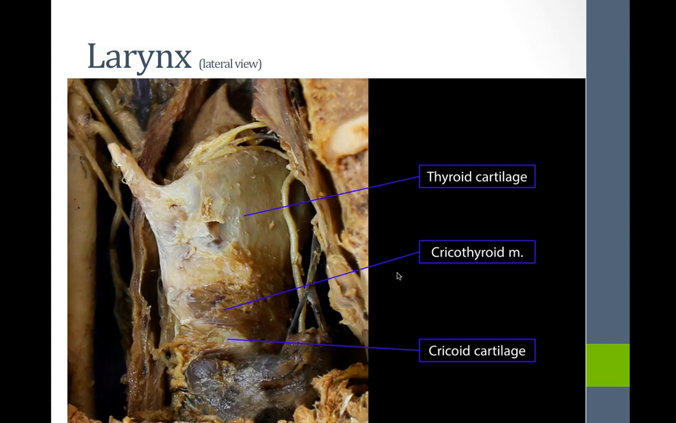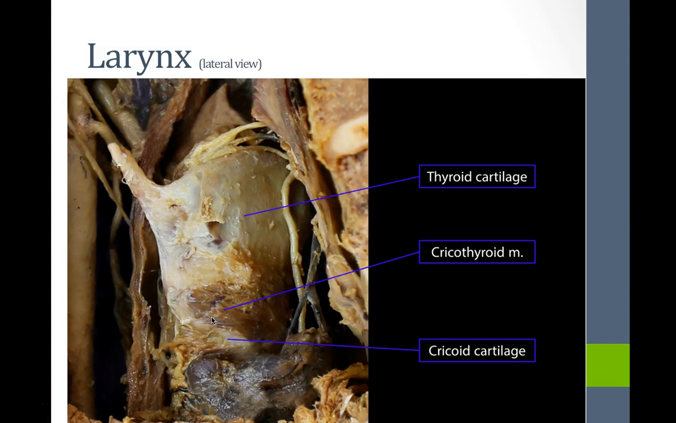So I wanted to show you some cadaveric pictures as to what this would look like in lab. So this is a bit of a lateral view. So you could see that larger thyroid cartilage, and then lying over your cricoid cartilage, you could see a piece of it down over here. We have this special muscle called the cricothyroid muscle. And this muscle helps to tilt and pull the prominence or the angle of our thyroid cartilage anteriorly and inferiorly.